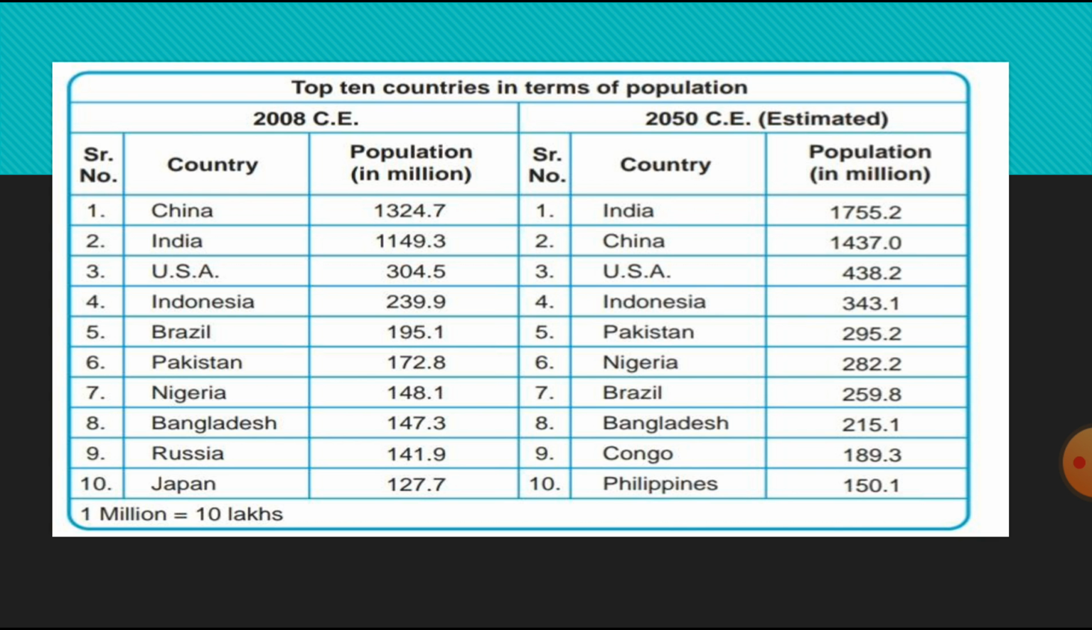See, in China, in 2008 it was counted as 1324.7 millions. And India is 1149.3 millions, US is 304.5 millions, Indonesia 239.9 millions, Brazil 195.1 millions, Pakistan 172.8 million. See, they have shown us the top 10 countries in their rates of population. You have to go through it.